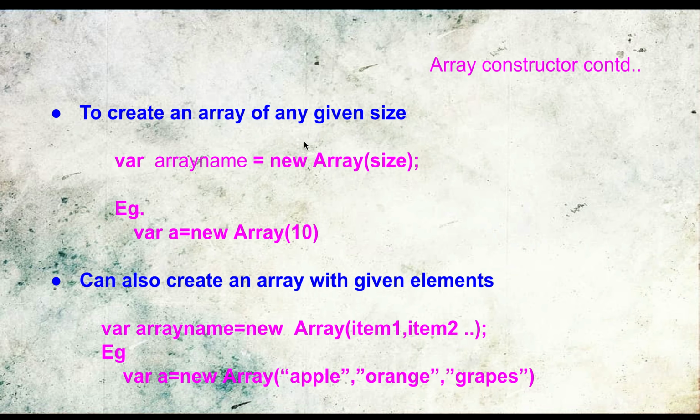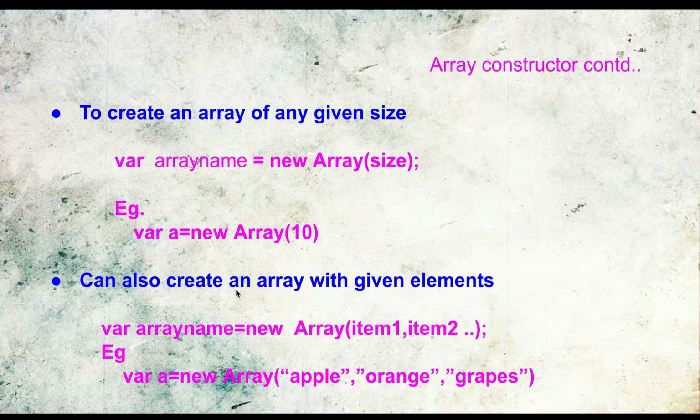In order to create an array of any given size, you can give the syntax like this, where our array name is equal to new Array of size. Example, to create an array of size 10, A is equal to new Array, that is the constructor, within brackets you give the size, to specify the declaration of this particular array.